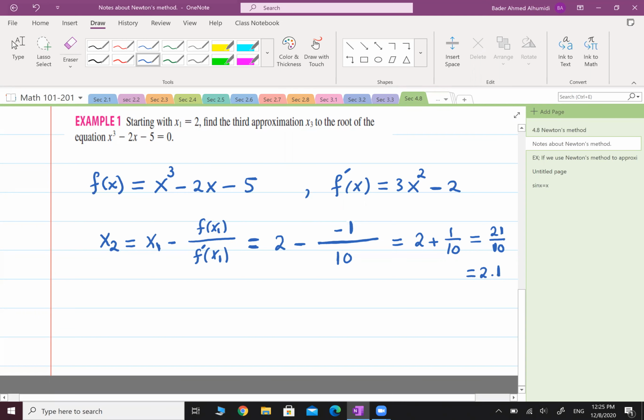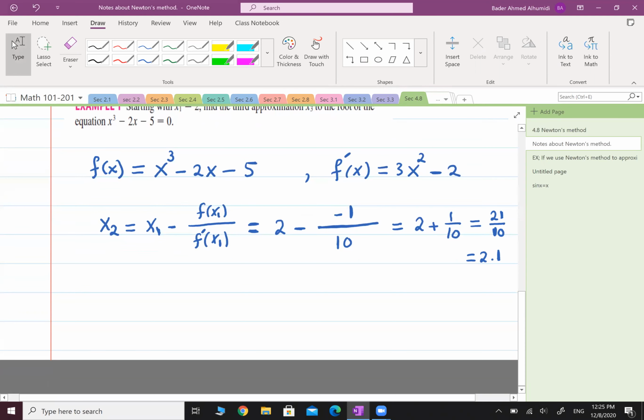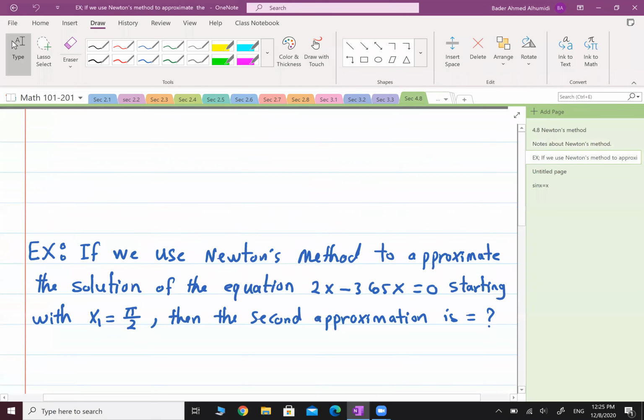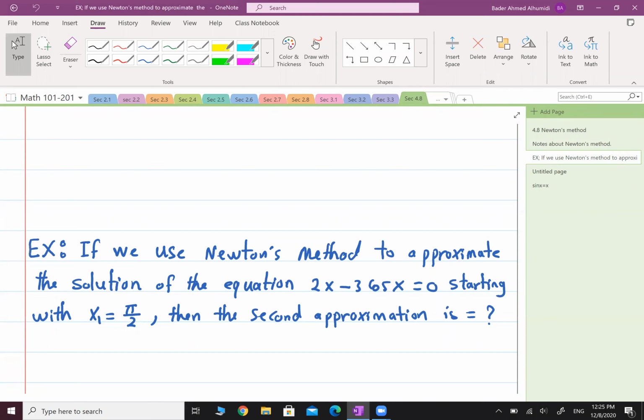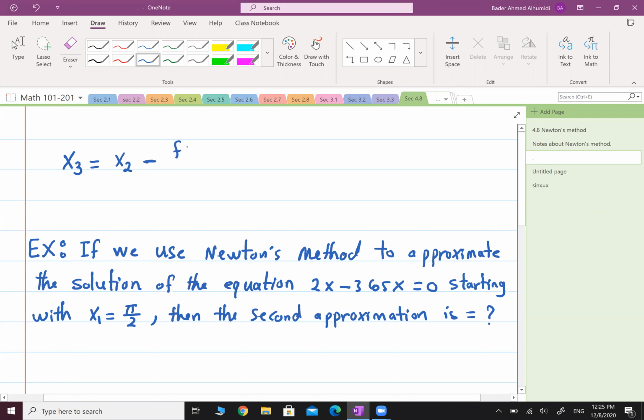What about x3? He's asking for x3. Let me see if I left a space or we write it. Okay, fine. We have enough space here. So what is x3 then? By the formula, x3 is equal to the next iteration, x2, minus f of x2 all over f prime of x2. In other words, this is 2.1 minus f of 2.1 as we found in the previous iteration, over f prime of 2.1.